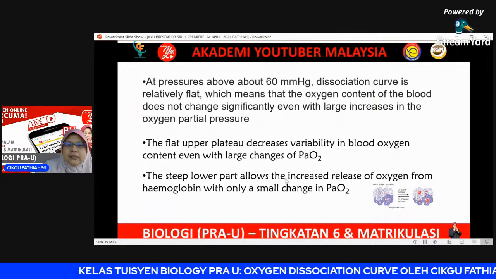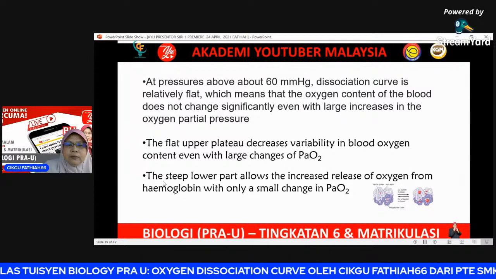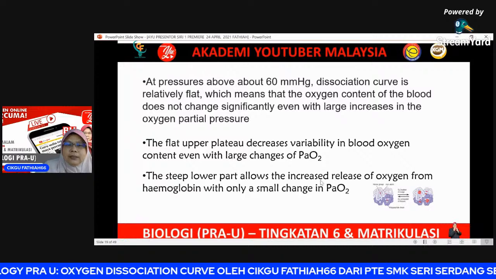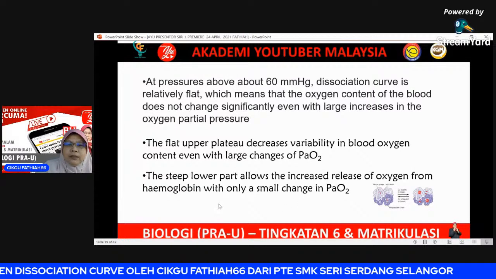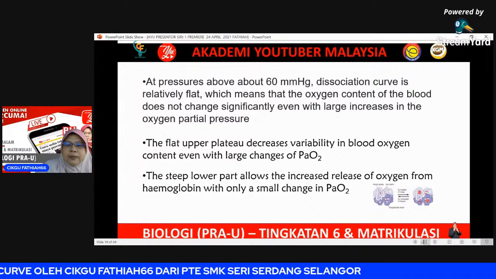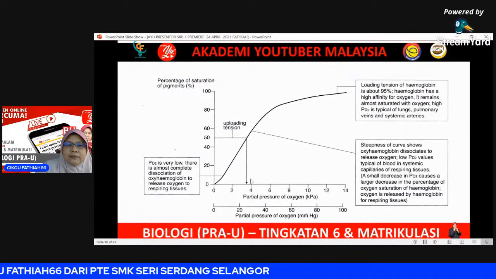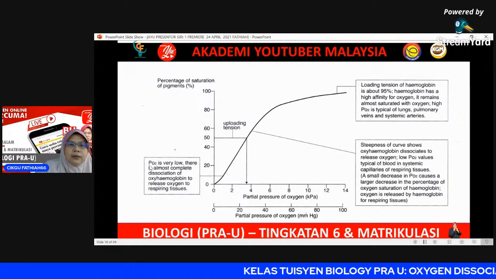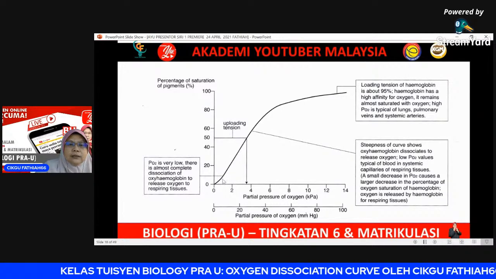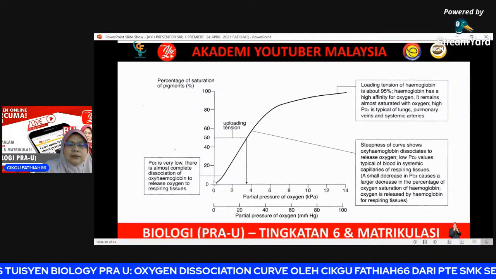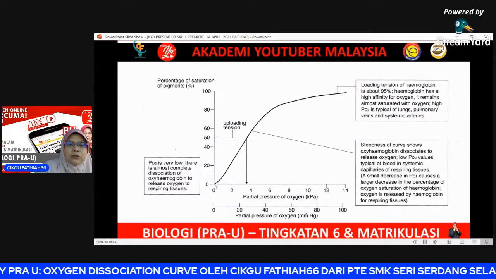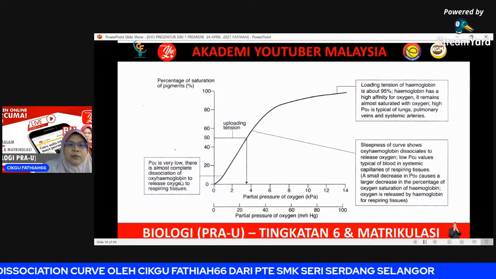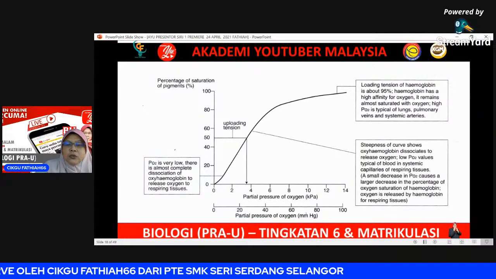Okay, how about the steep lower part? The steep lower part allows increased release of oxygen from the hemoglobin with only a small change in partial pressure. If you check here, below the steep part, partial pressure is very low, there is almost complete dissociation, near to zero, of hemoglobin to release oxygen to respiring tissue.